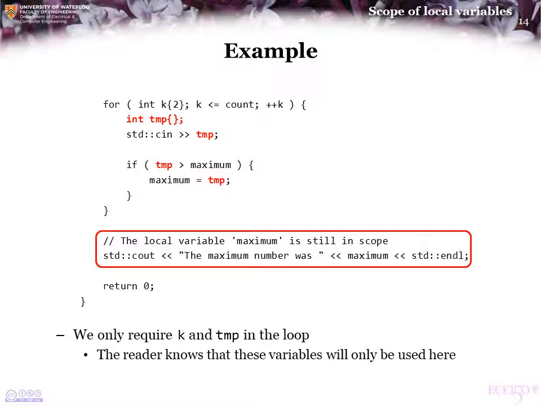We only needed the loop variable k and the local variable temp inside the loop. What's nice here is the user who is reading this code sees that these two variables are only required within this restricted scope and do not play any significant value outside of that for loop.